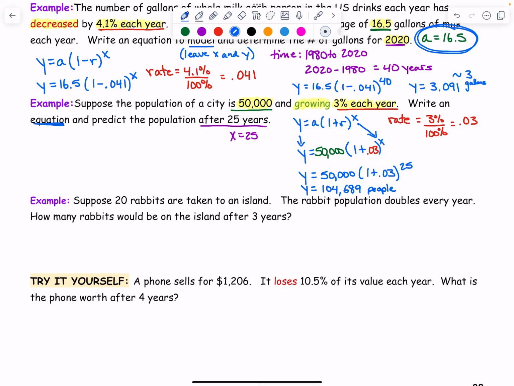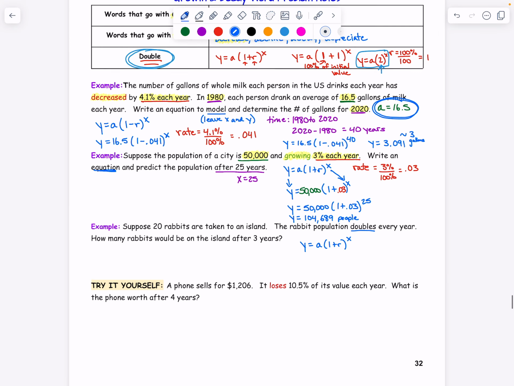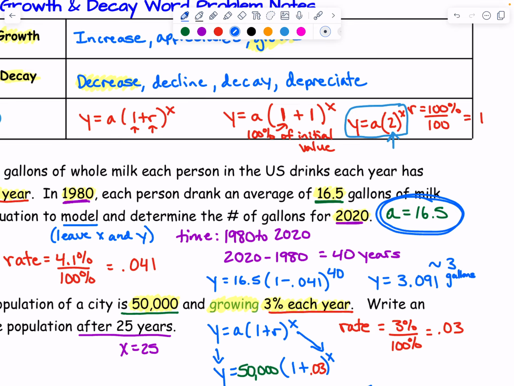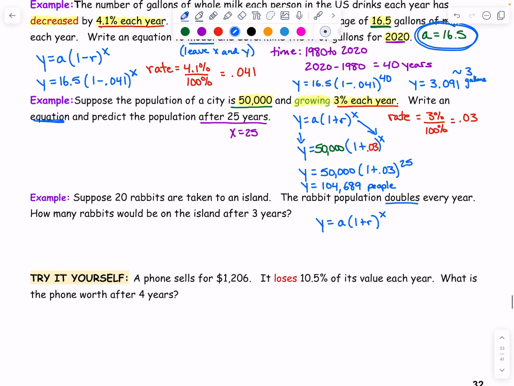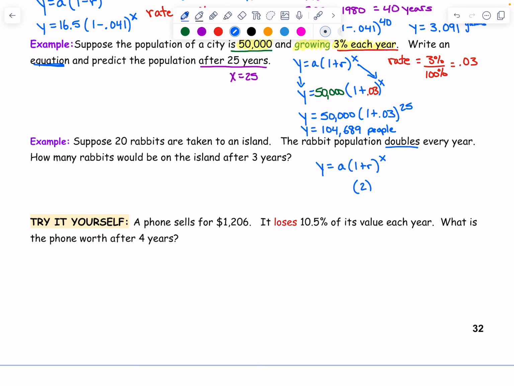It says, suppose 20 rabbits are taken to an island. The rabbit population doubles every year. How many rabbits would be on the island after 3 years? Okay, so it sounds like it is doubling, which is definitely going to be growth. So y equals a times (1 plus the rate) to the power of time. And doubles is a very specific example. And remember when we talked about it a minute ago, that it's always 1 plus a rate of 100%, which is always like 1 plus 1. So you have a base of 2. So we could go ahead and put that, since this is one of those times that it's doubling. It's going to have a base of 2.